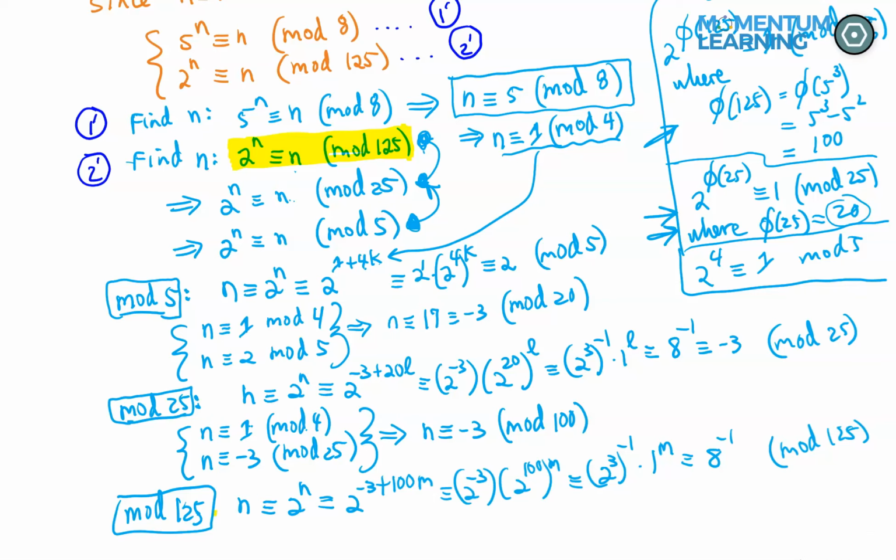Now, unlike the previous one, which was very straightforward to calculate the multiplicative inverse of 8, this one requires a little bit of work.